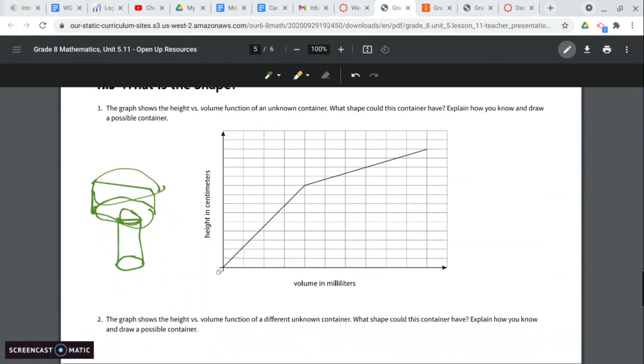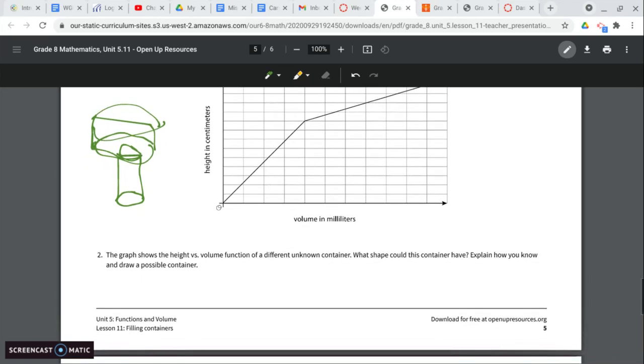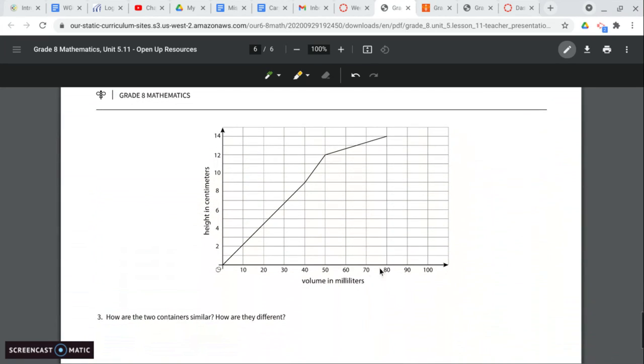So looking at question 2, the graph shows the height versus volume function of a different unknown container. What shape could this container have? Explain how you know and draw a possible container. If we look at this next one, notice what's happening here. We've got it growing, suddenly it grows faster, then grows much slower. So we've got 3 different rates. How many different cylinders are we going to have?